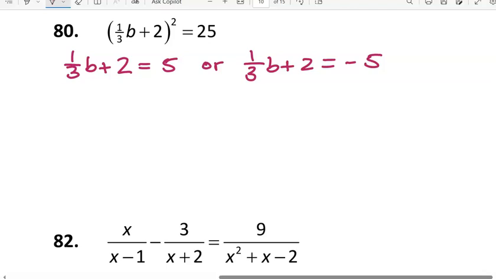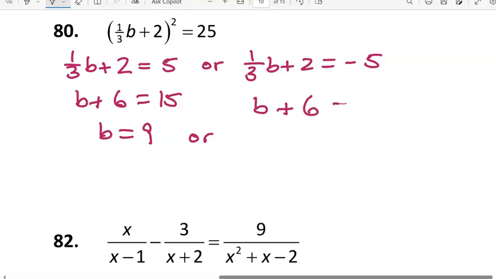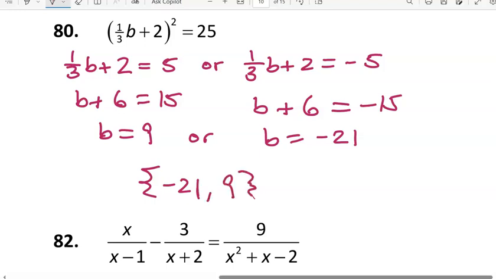Now I have two simple linear equations to solve, but they do have fractional coefficients, so I'm going to multiply through by 3 first. 1/3 b times 3 is b, 2 times 3 is 6, and 5 times 3 is 15, and subtracting that gives me a b value of 9. And I'll do the same for my second equation. Multiply through by 3, and we get b plus 6 is -15. And if I subtract 6 there, I'm going to get b is equal to -21. And you can put that in solution set form if you wish.